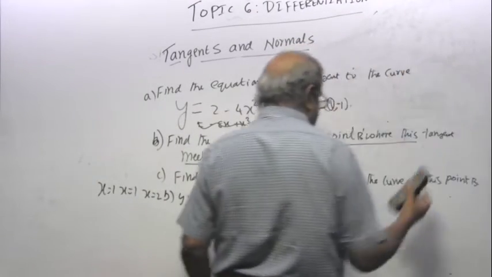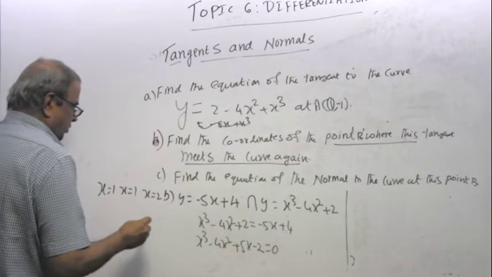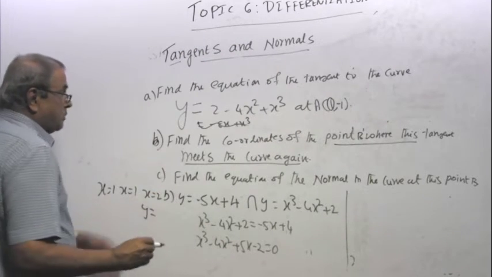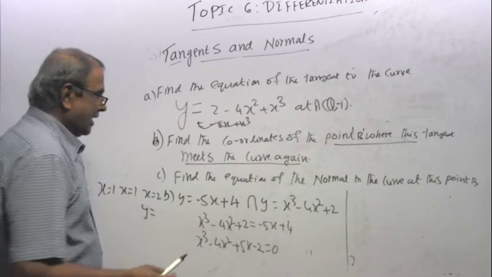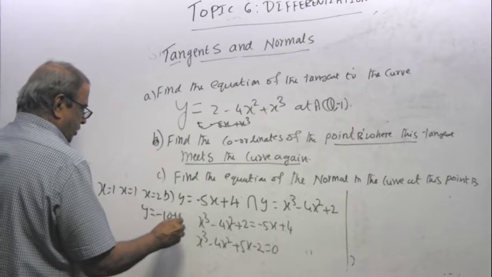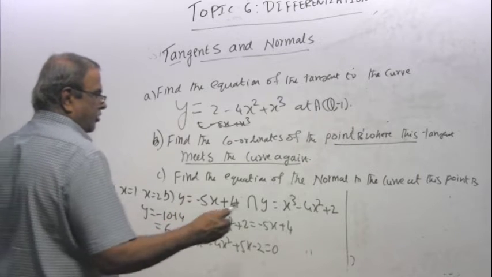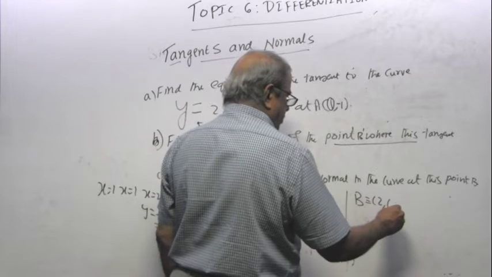Okay, right? So therefore, I now know at x equal to 2, what is y. You can put it in the curve or you can put it in the line, but it's easier to put it in the line. What's the line? Y equal to minus 5x plus 4. So minus 10 plus 4, which is minus 6. So therefore, point B is (2, minus 6).